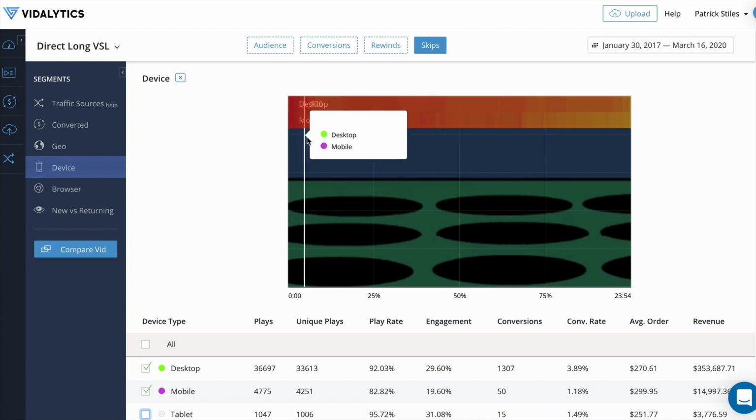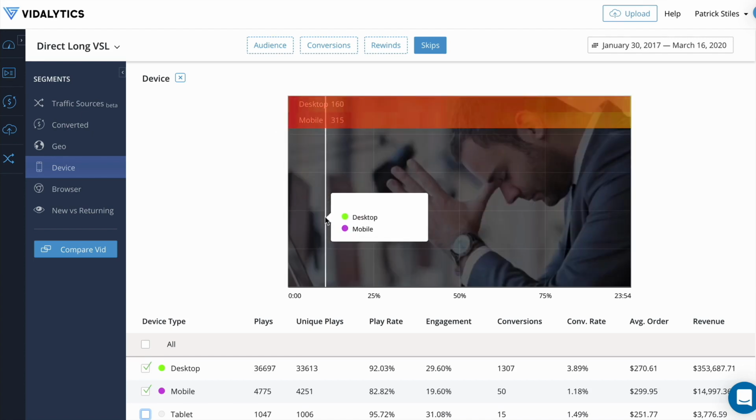So these look almost the same. The thing that I want to point out here, though, is that mobile has over twice, or just about twice, as many skips at this particular spot that I'm at in the video.